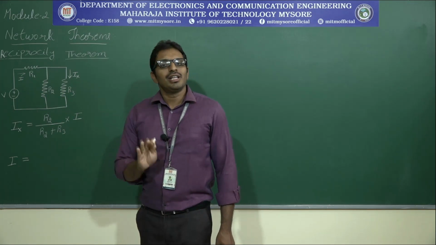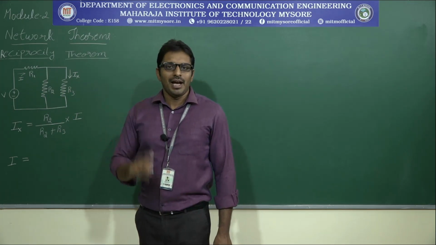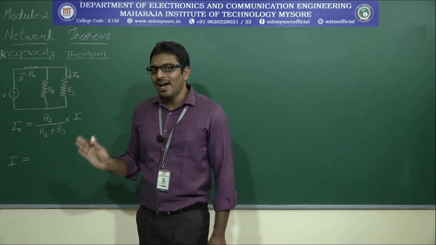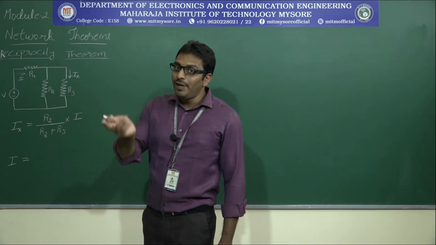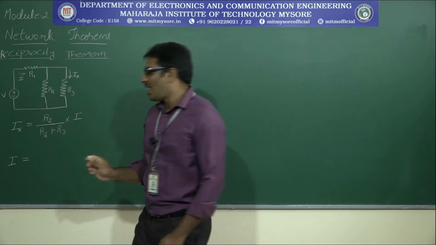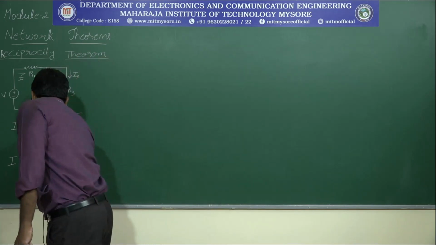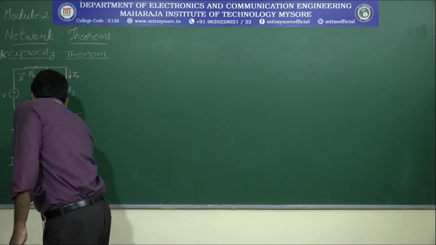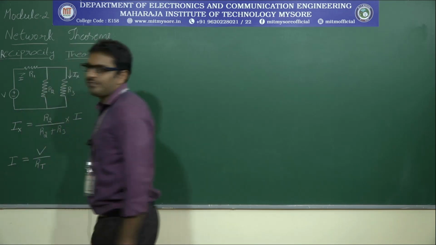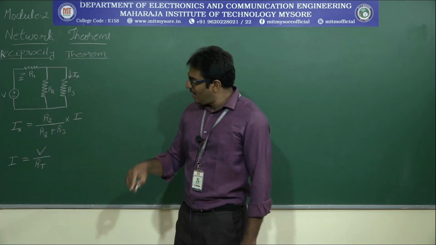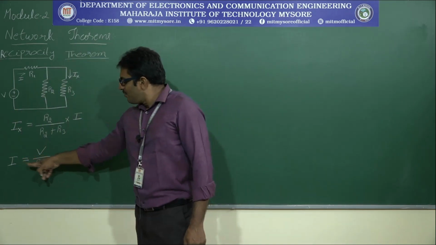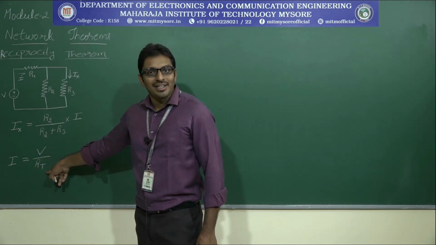see, what is I? I is nothing but total current. By Ohm's law, what is I? I is equal to V by R. Then what is total current I? I is equal to V divided by total resistance RT. Is that clear? Now again, in order to find out I, first we need to calculate what is RT.